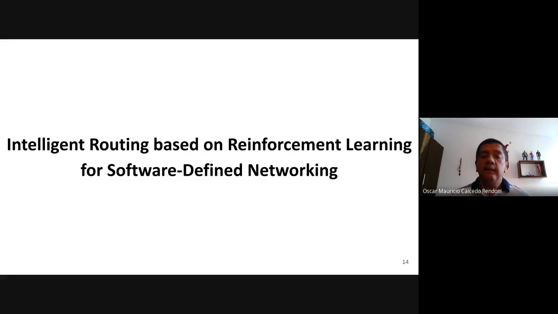Hereinafter, I'm going to discuss how to propose an intelligent routing based on reinforcement learning, specifically for software-defined networking. Before presenting the approach, I'm going to discuss what is reinforcement learning, what is software-defined networking, and what is the main idea of using reinforcement learning for solving this kind of problem.